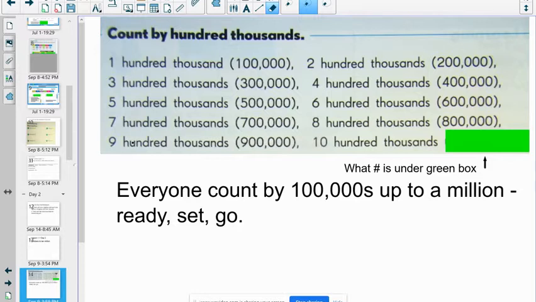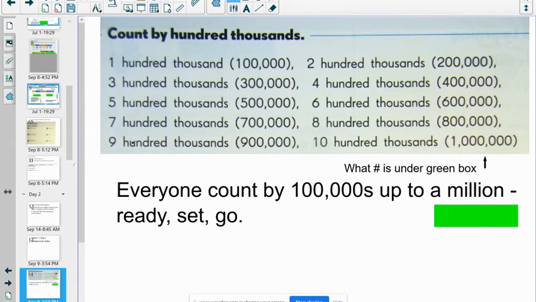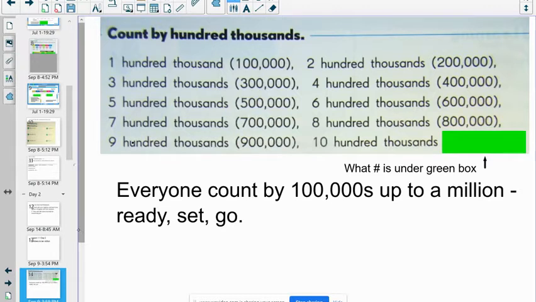It says down here, everyone count by 100,000s up to 1,000,000. So you can guess which numbers go under this green box. I'll pause, take your guess. You bet, 1,000,000. So ten 100,000s is equal to 1,000,000.